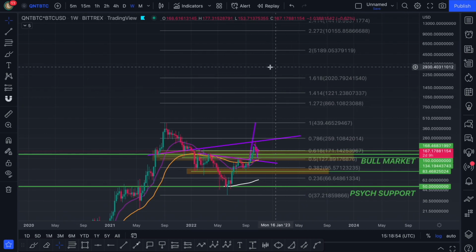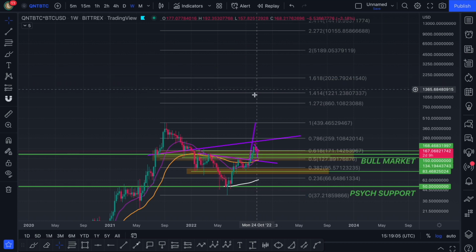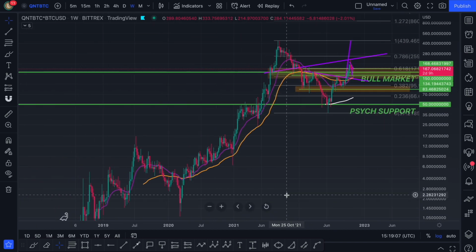Because when you meet these targets, they are key resistances. So it means that you need a big rejection. And this is the weekly time frame. So that means for months and months, you're going to get rejected. Okay, so yeah, just understand that.